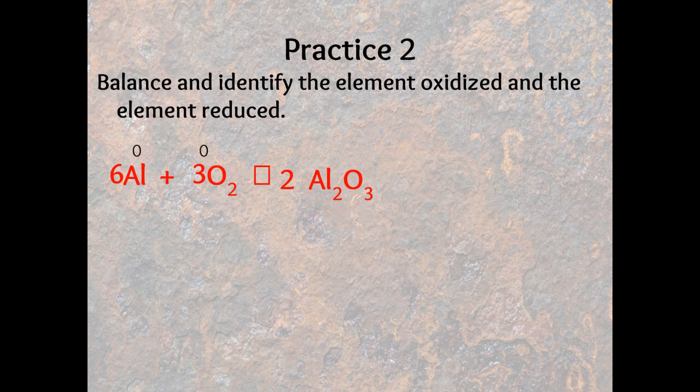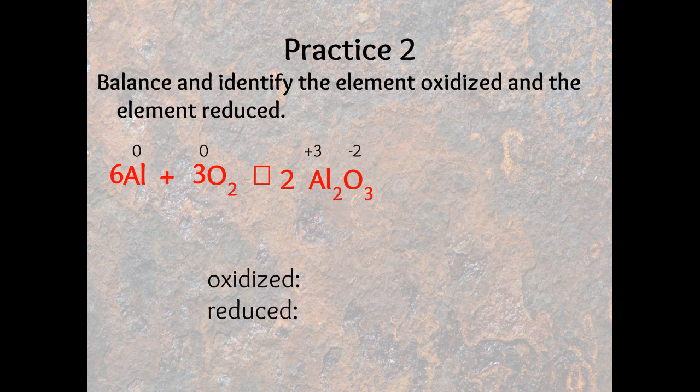Next up, assigning oxidation numbers. Aluminum and oxygen both begin as 0 because they're plain elements by themselves. Aluminum and oxygen in the compound now have charges because those are their ion charges. You could again find those on your ion sheet.